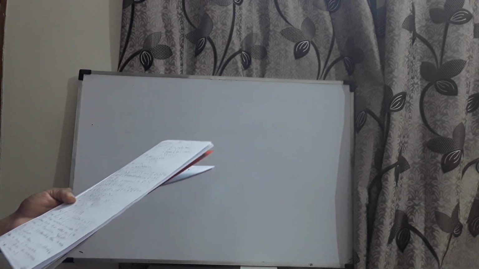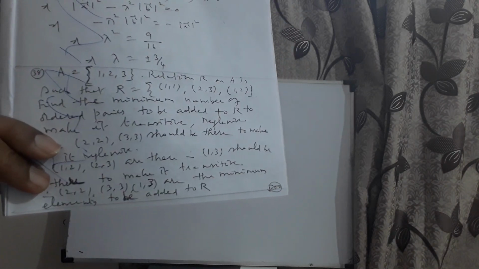Next sum. If A is equal to the set containing numbers 1, 2, 3, relation R on A is such that R equals {(1,1), (2,3), (1,2)}. Find the minimum number of ordered pairs to be added to R to make it transitive, reflexive. This is the question.